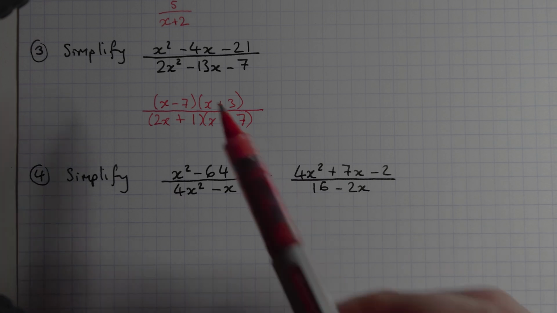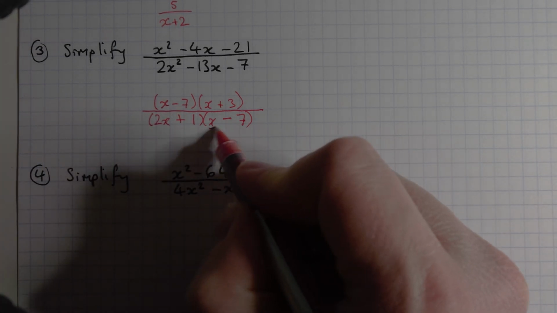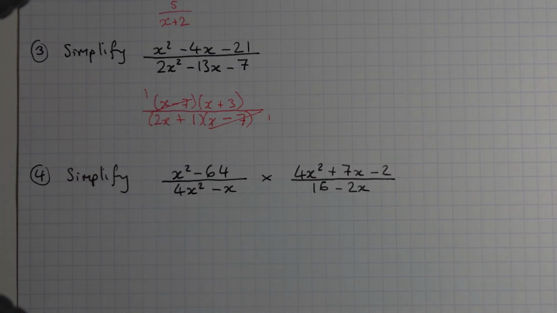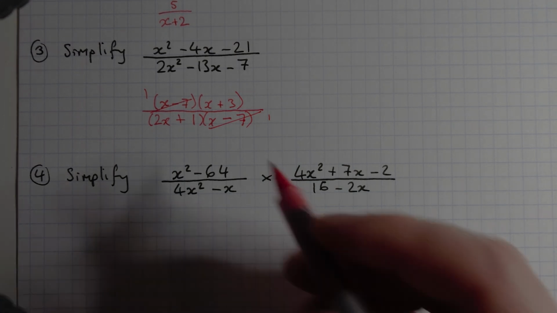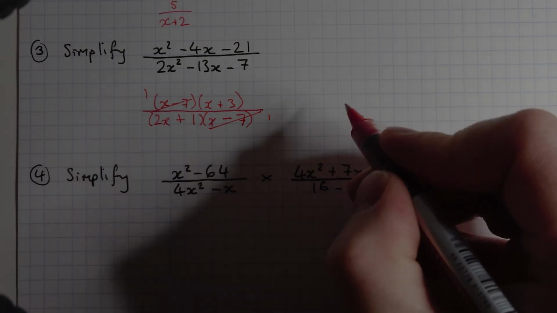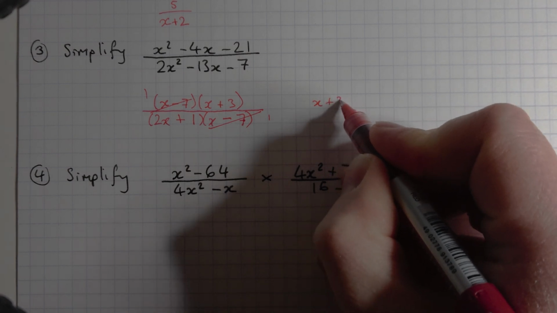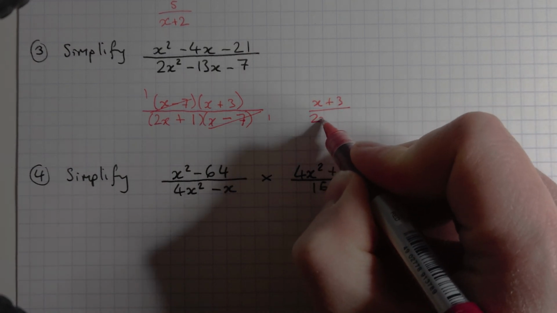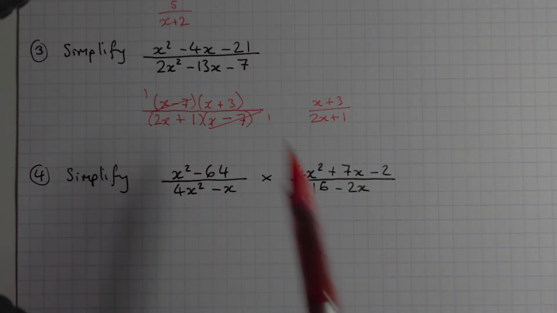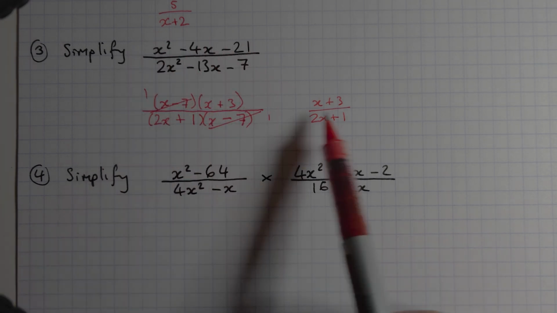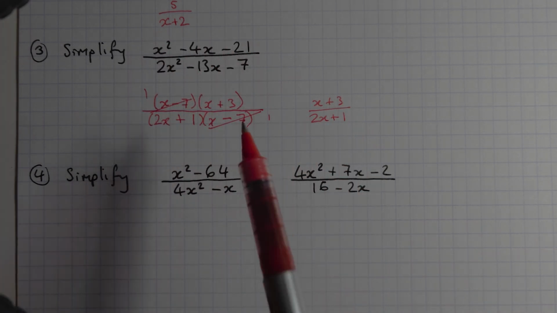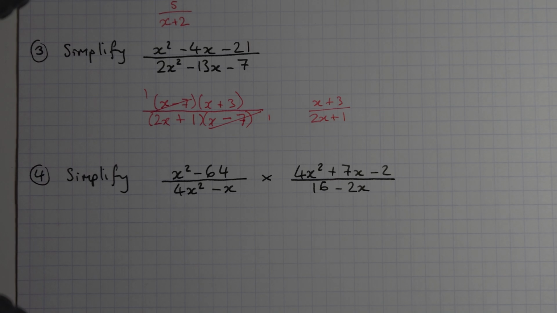Okay, now you might notice there's an x minus 7 on the top and the bottom, so let's divide top and bottom by x minus 7, and then all that's left, you'd normally write this underneath, but I've run out of space. I've got an x plus 3 on the top, and a 2x plus 1 on the bottom. So this whole rubbish here simplifies to this, and it was crucial that we factorised everything in sight first of all.